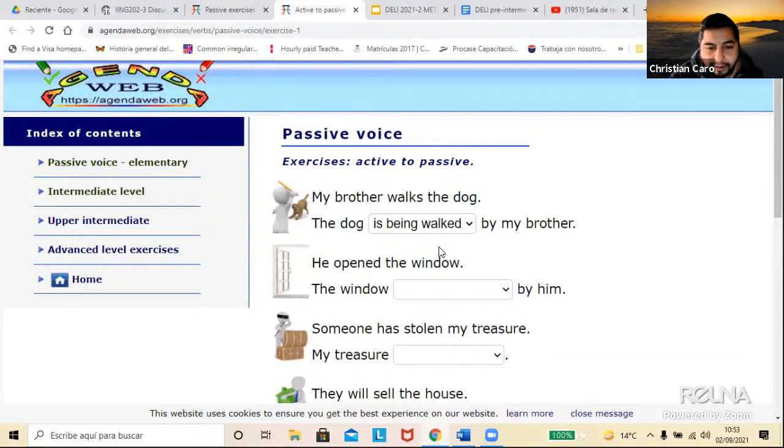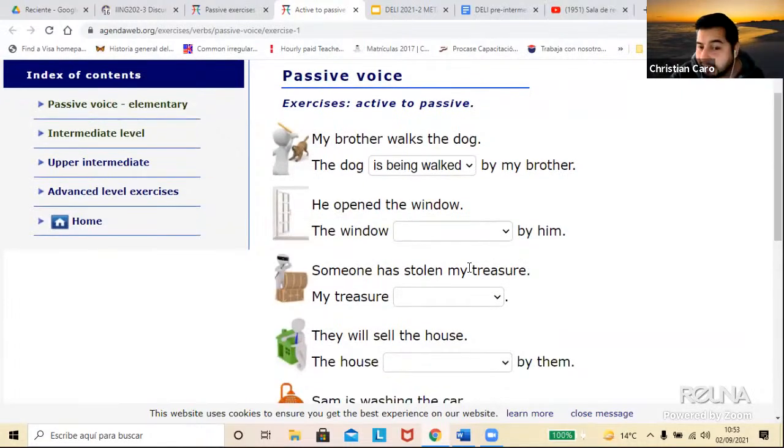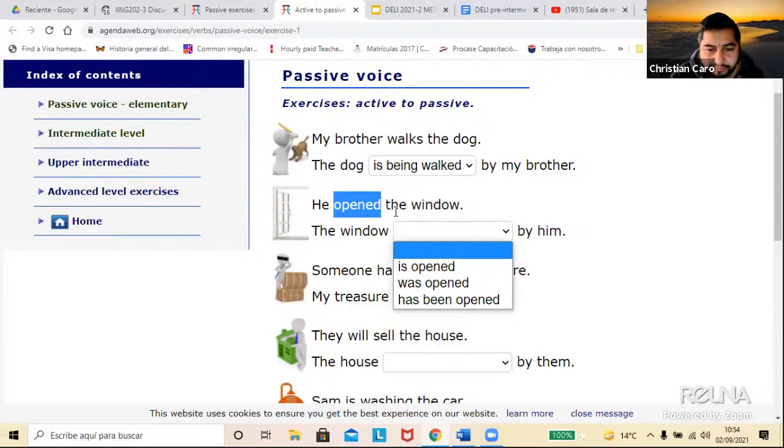You let me know. Number two, he opened the window. So here we're using opened. We conjugated open in the simple past tense. So we got three options: the window is opened by him, the window was opened by him, and the window has been opened. In this case, "by him" is not necessary. It's just an extra, a bonus. But "the window has been opened" is pretty much enough to complete the idea.